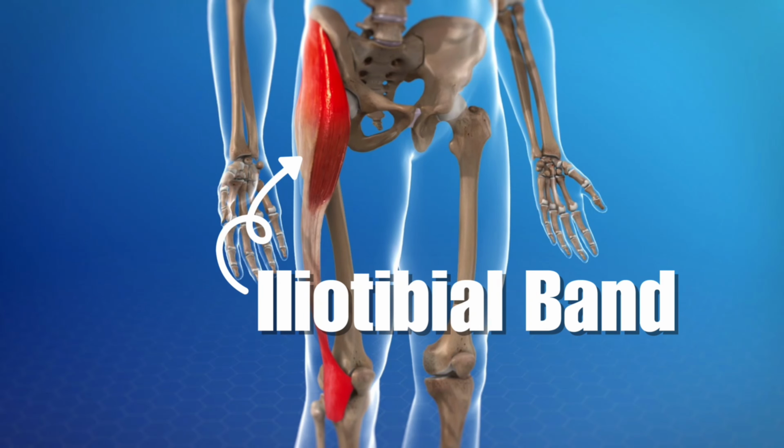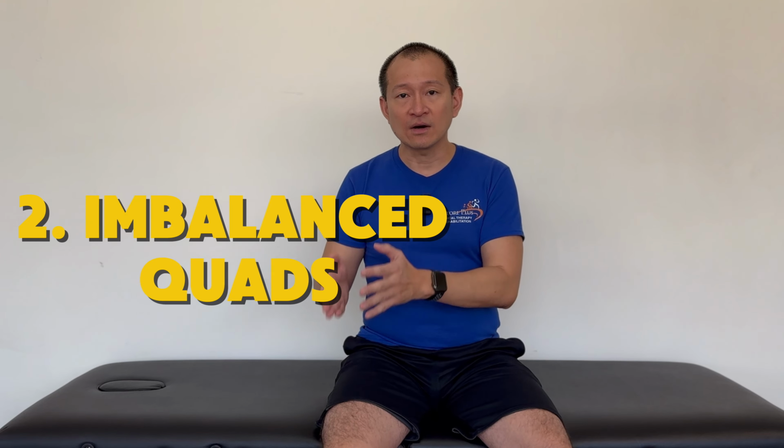The third most common cause of kneecap pain or patellofemoral pain is patellar malalignment. Now, there are two common causes of patellar malalignment. One of them is IT band tightness. Your IT band is the thick fascia that goes on the outer side of your thigh. So it runs from your hip to your knee. And if that IT band is tight, it's going to make your kneecap track more laterally or more towards the outer side.